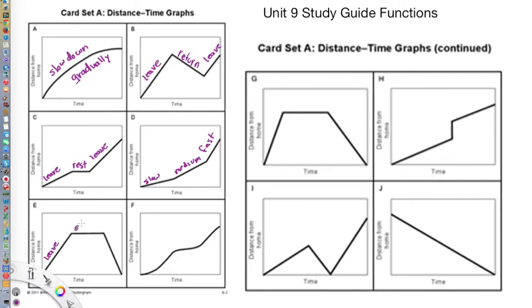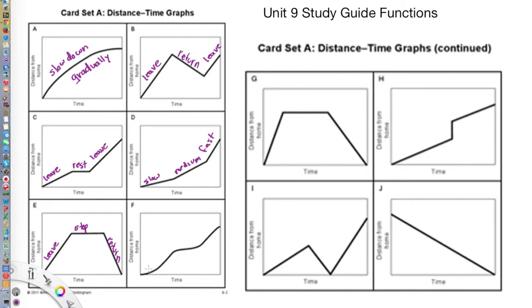Here in graph E, we see we're leaving. Then we see a stop or a rest up here. That's what the flat line means. And then we return. We actually return to home. We're back to zero. When our distance is zero, that means we're at our starting point.